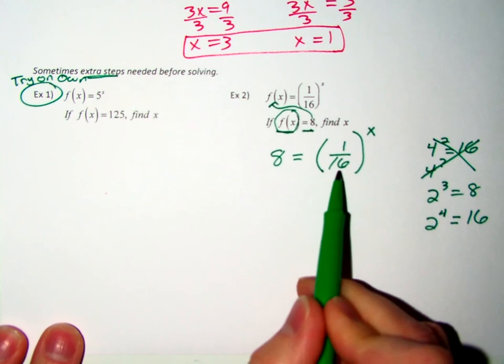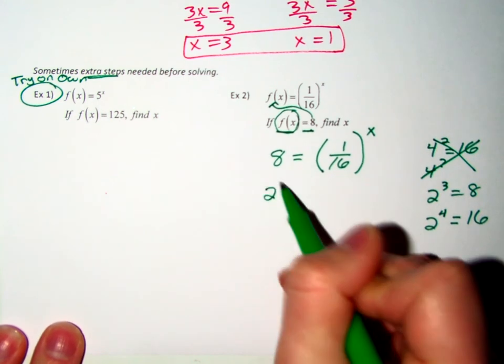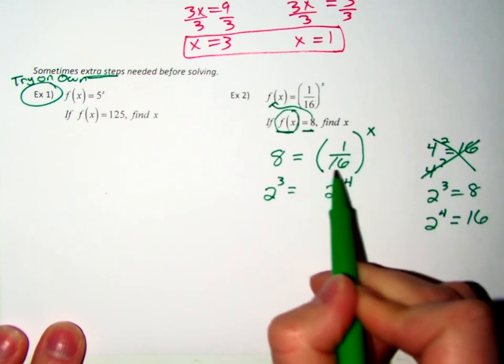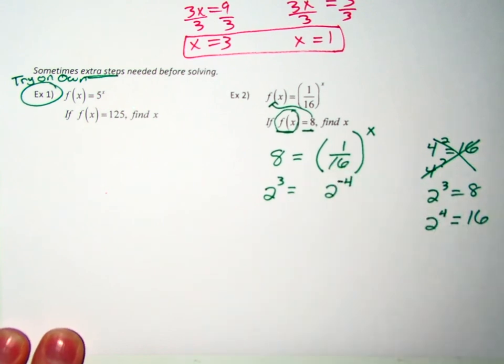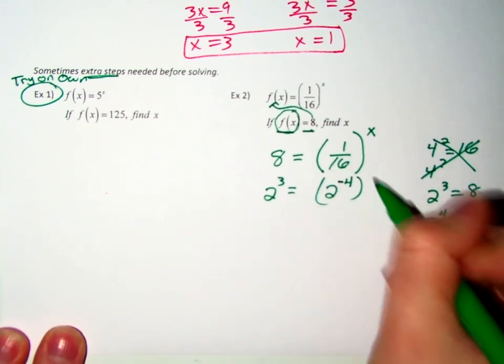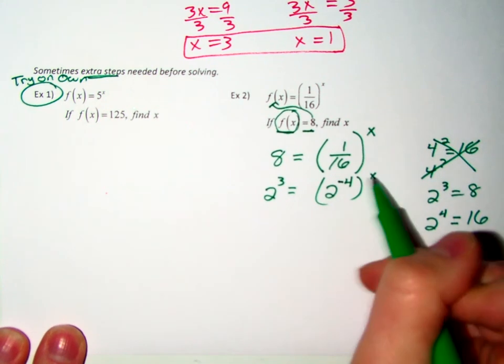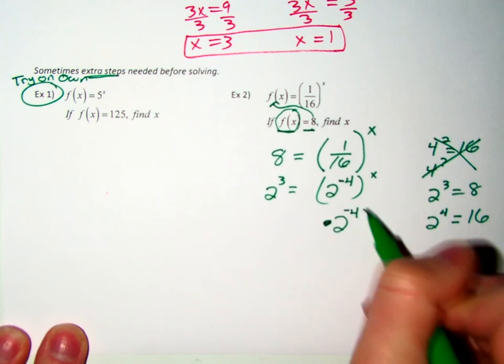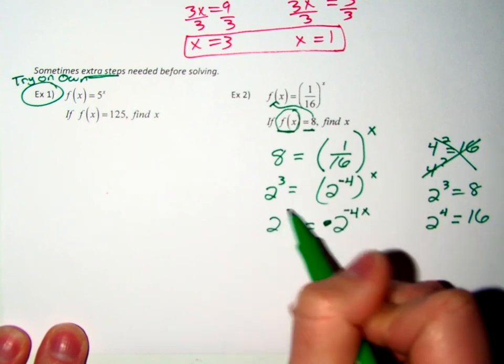So I'm going to change both of these bases into 2. So 2 to the 3rd power is 8. 2 to the 4th power is 16. But remember, we want to put it in the denominator, so it's going to be a negative. And then all of that is being raised to the x power. Power to a power, we multiply. So this is really, sorry, not -2, 2 to the -4x equals 2 to the third.